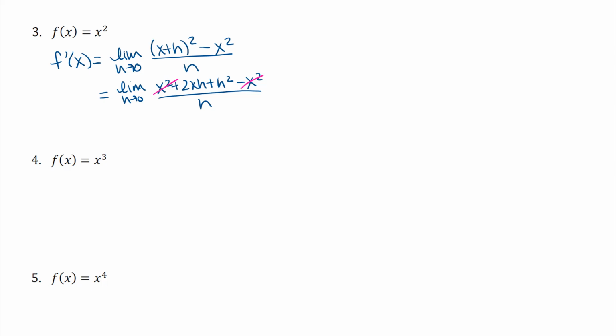You should have done enough of these that at this point you know what's going to happen here. So I have some terms that cancel. I have an h that I should be able to factor out. And that allows me to cancel with the h that's in the denominator. And then I have an expression left. And I can go ahead and take the limit as h approaches 0.